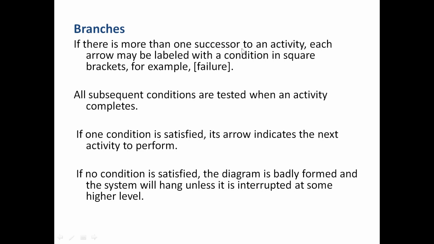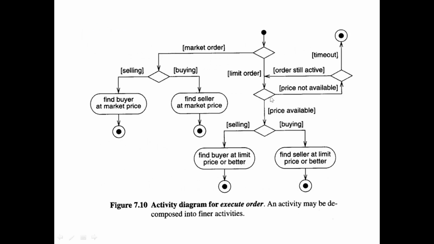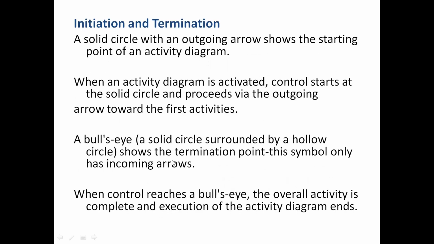If there is more than one successor to an activity, each arrow may be labeled with a condition in square brackets, for example, failure. All subsequent conditions are tested when an activity completes. If one condition is satisfied, its arrow indicates the next activity to perform. If no condition is satisfied, the diagram is badly formed, and the system will hang unless it is interpreted at some higher level. So if no condition is being satisfied, it cannot go ahead, right? So either it should be a failure or it should be a success. Either it should be selling or it should be buying. There cannot be anything else happening in between where the system would hang.